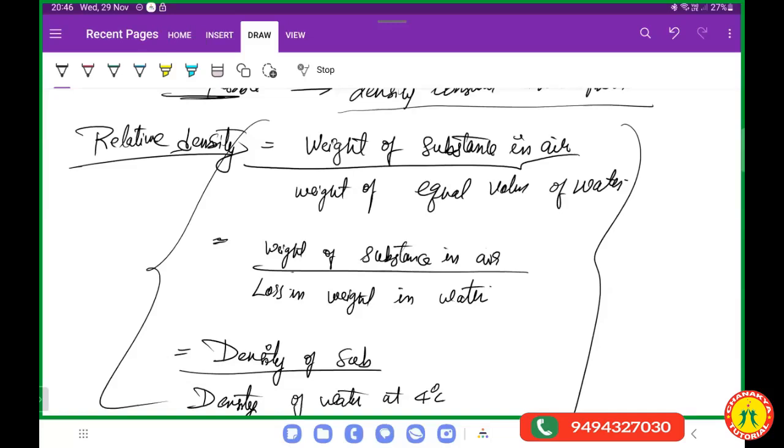Because we're going to go for streamlined body, then Stokes law, and what else? At least one class for JEE questions. So 3 days it will take. 3, 4 days.